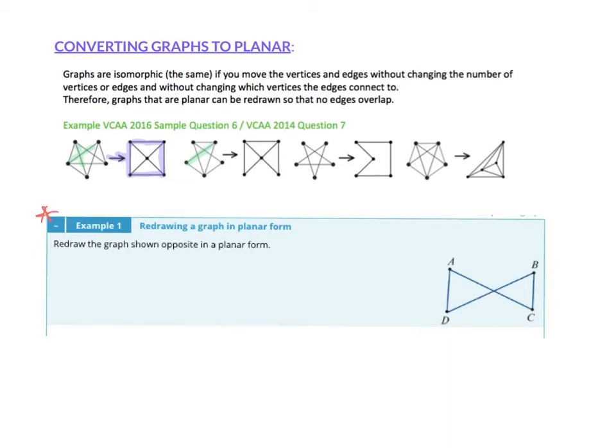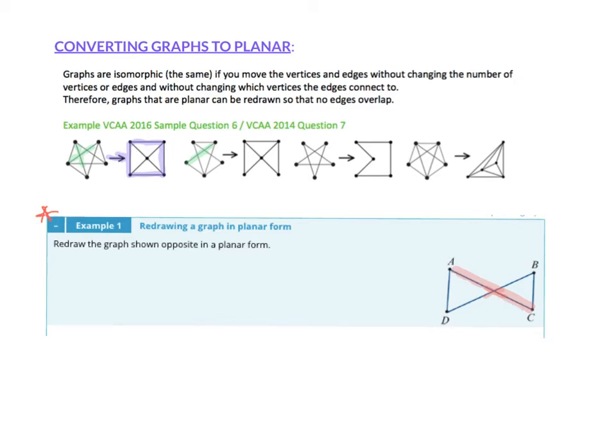example. So it says redraw the graph shown opposite in planar form. At the moment, it's not, because it's crossing there. So we don't want it to cross there. So what we want to do is I'm going to remove this edge here. I'm going to make it different.